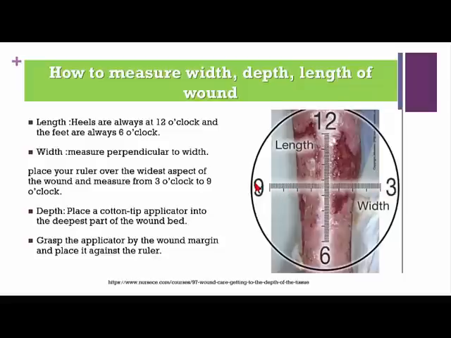In order to measure the depth, place a cotton tip applicator into the deepest part of the wound, as we have seen in undermining and tunneling. Then grasp the applicator at the wound margin and place it against the ruler.